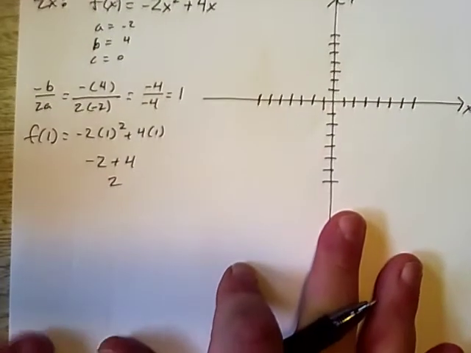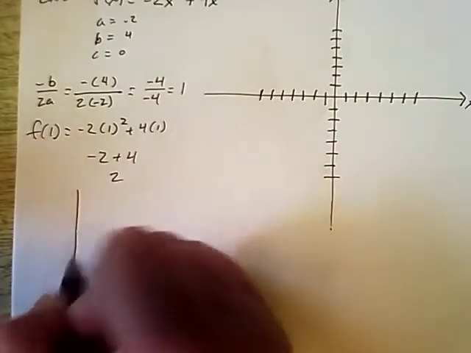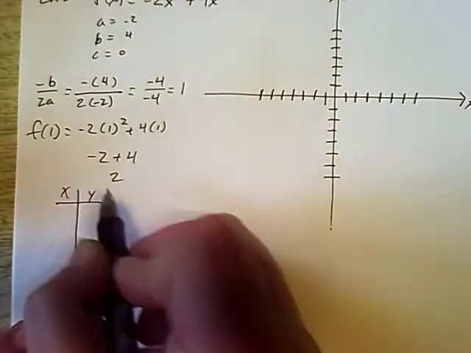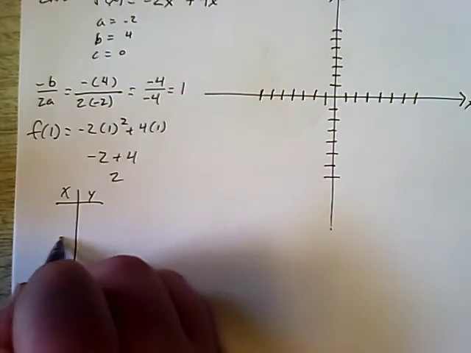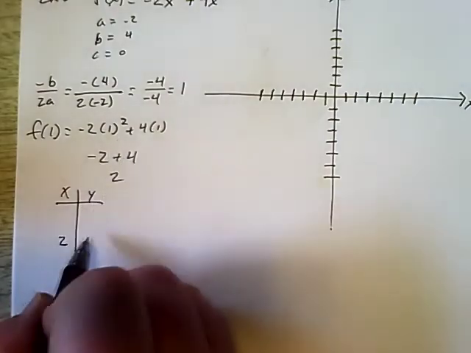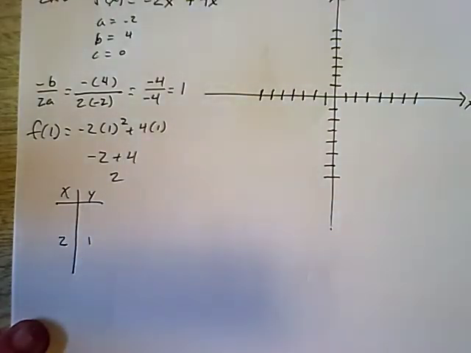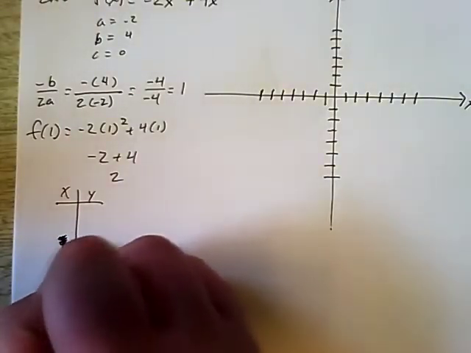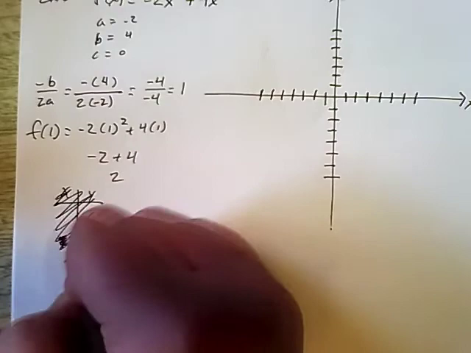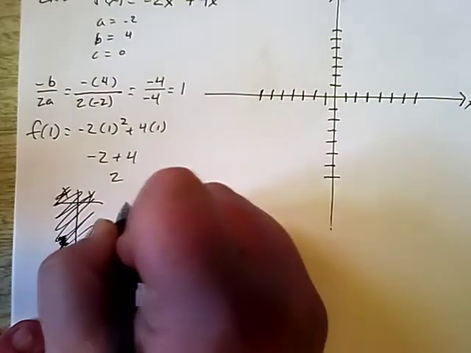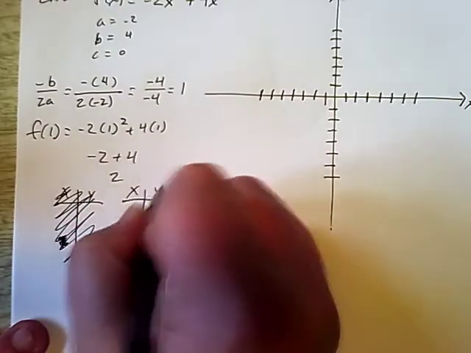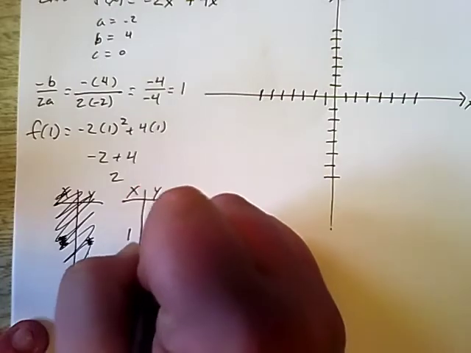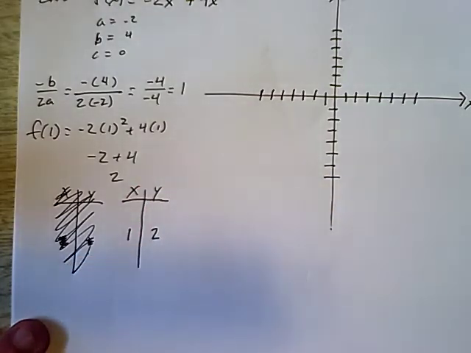Now I get to start my table of values. My table of values, I have my x and my y. Down here in the middle, I want to put my vertex of 2, 1. I got that backwards. My bad. In fact, I'm just going to ignore this whole thing because I'm using pen, which is really frustrating. I get my x and my y. The x value is a 1. The y value is a 2.